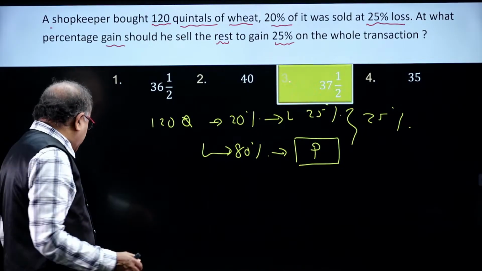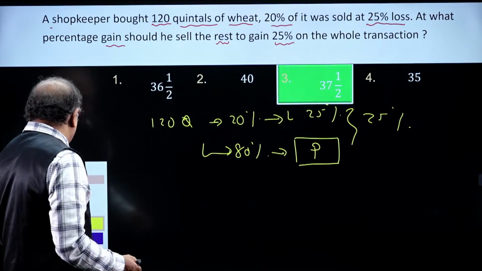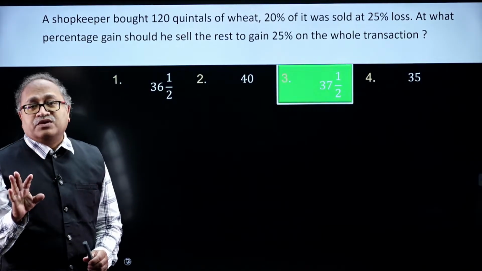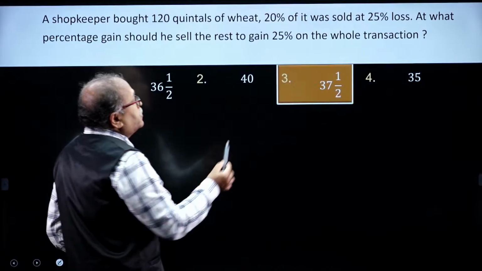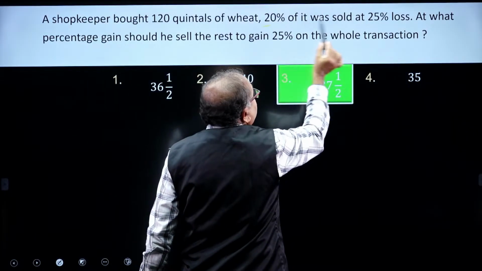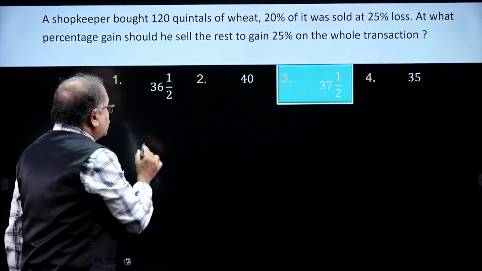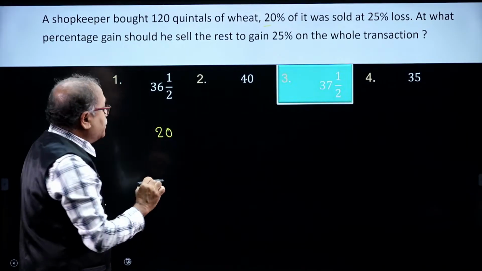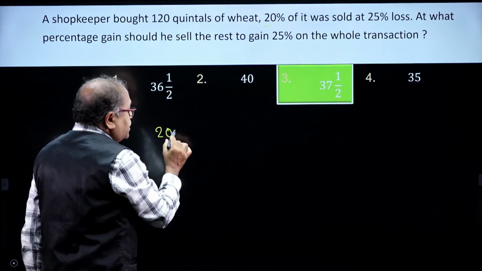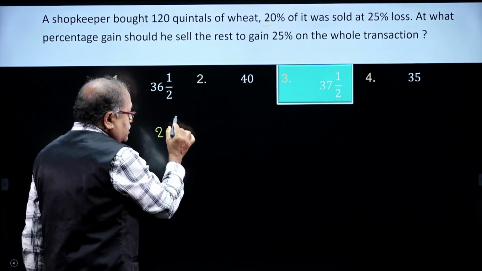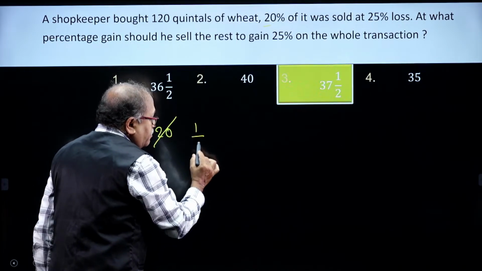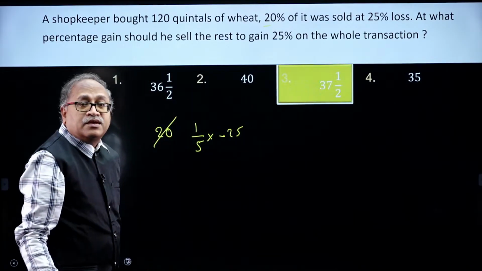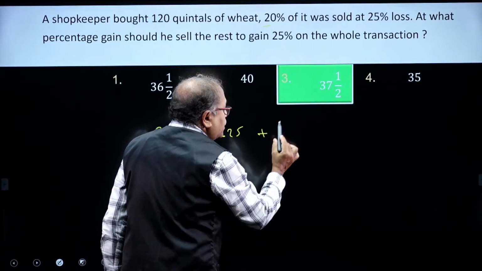Let us work together. All of us will be working together. Okay, my friends. The shortest method for questions like this: 20% is sold at 25% loss. So, take the 20% at a loss of 25%. I will write 20% as 1 by 5, and at a loss of 25%, minus 25, plus what is the remaining one?